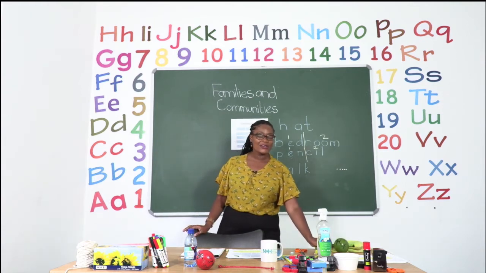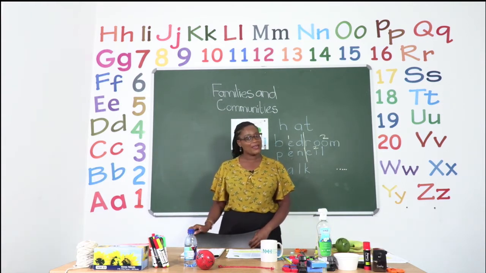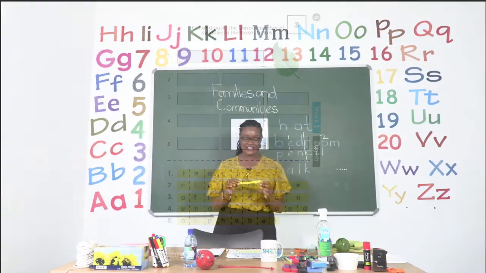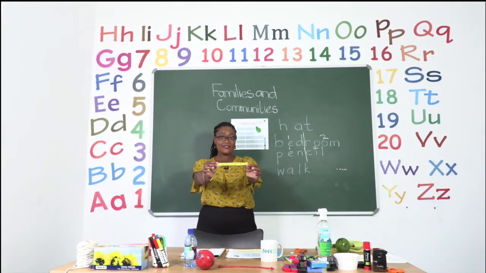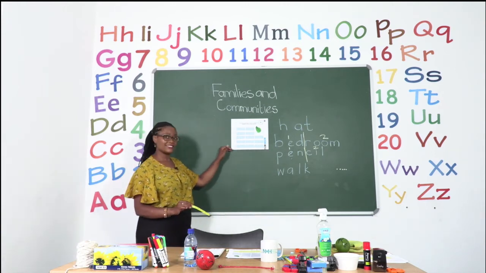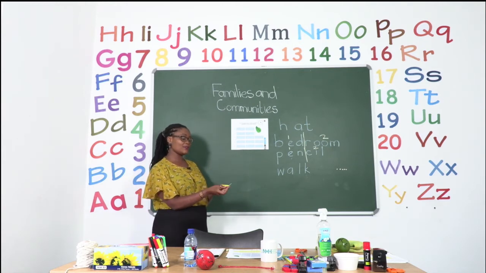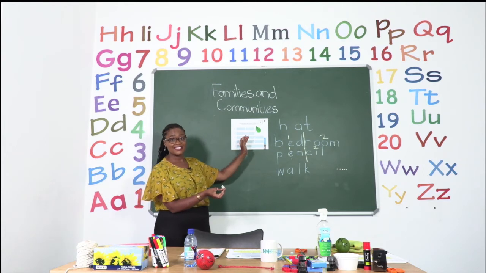Now, let us turn back to our exercise on page 21. Page 21 is asking us to cut and paste the correct number of syllables in the box below. So you have a task with a pair of scissors. That's wonderful. Let's turn back to me and then you can see what I have done. I have already cut my words and I've cut half of my page. I'm going to ask for your help to cut the syllable so that I can paste it in the boxes.